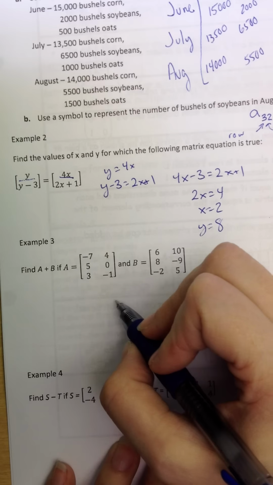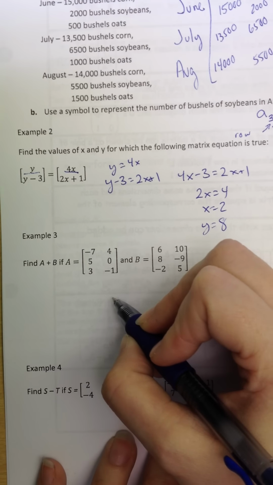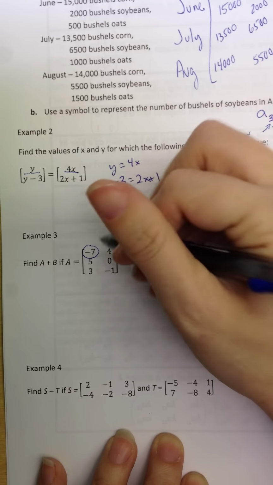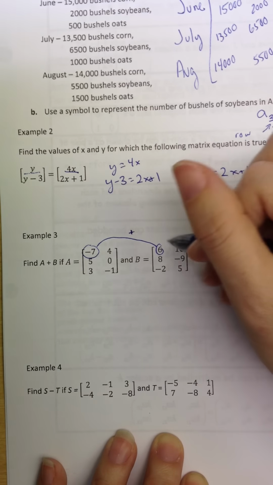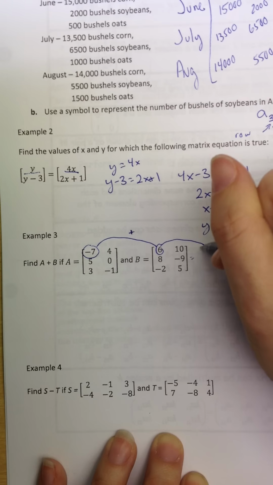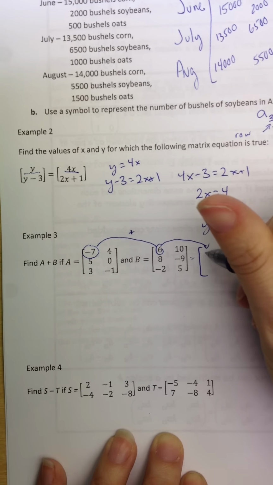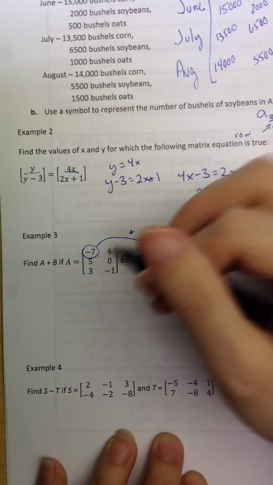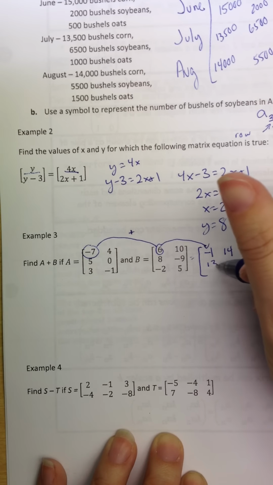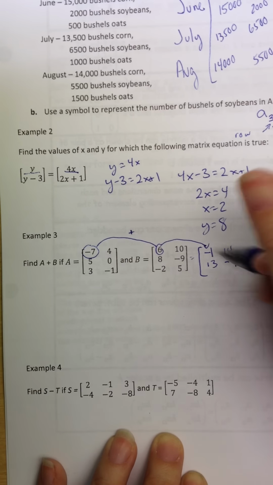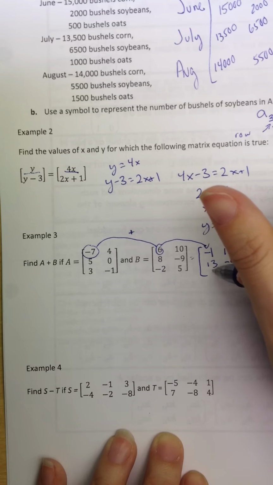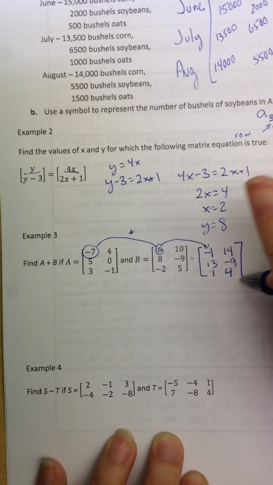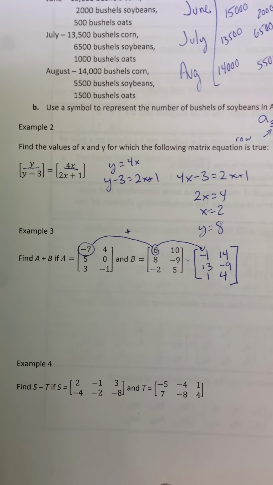Adding matrices, really, really straightforward. You just take what's in the first place, add them together, and put the result in the first place. So negative 7 plus 6 is negative 1. Negative 4 plus 10 is 14. 5 plus 8 is 13. 0 plus negative 9 is negative 9. 3 plus negative 2 is 1. Negative 1 plus 5 is 4. And that's it. That's the result of A plus B.